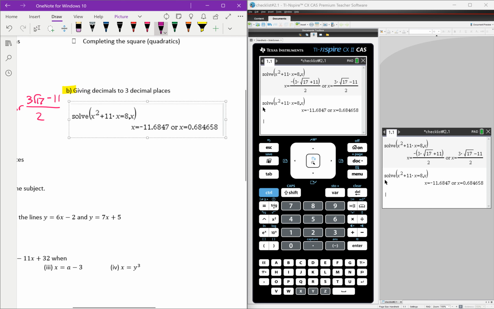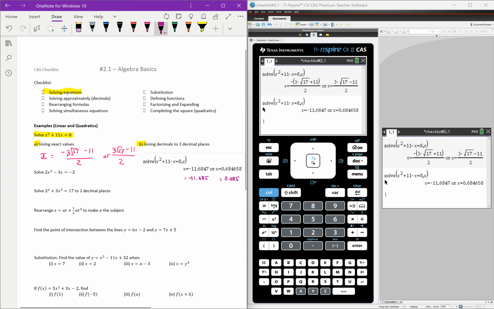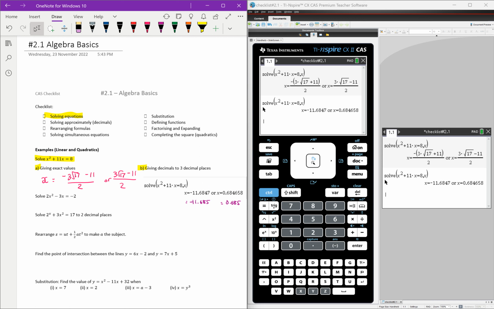Obviously, then we only want it to be negative 11.685. And this one would then be 0.685 as well. Okay. But there you go. So that's how you would solve menu 3.1 is one that we can do.